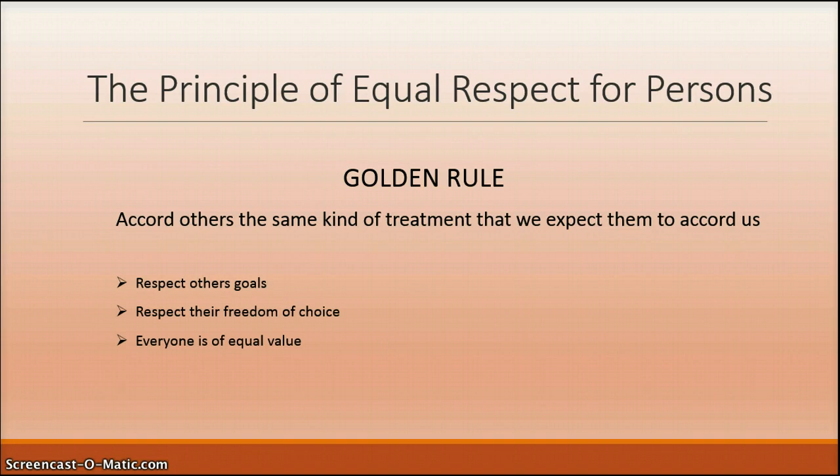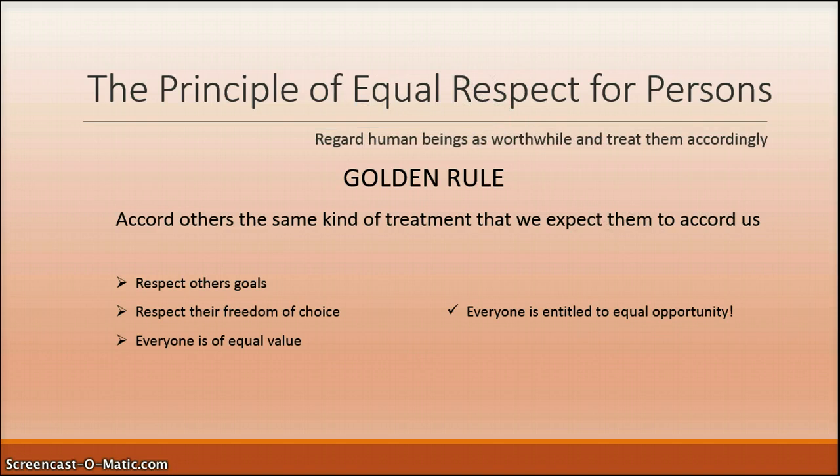So there are three ideas that accompany this principle, which is respect others' goals, respect their freedom of choice, and also everyone is of equal value. So if all those are good, then everyone is entitled to equal opportunity. These are the main ideas. Also, he said in his article, which I found quite interesting, regard human beings as worthwhile and treat them accordingly.